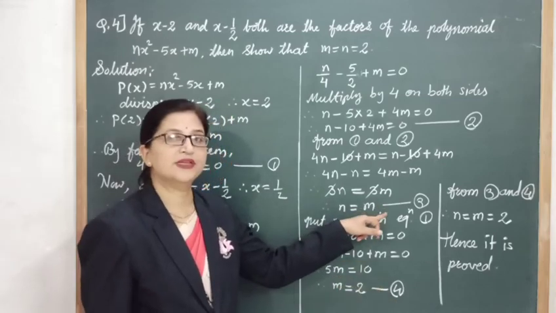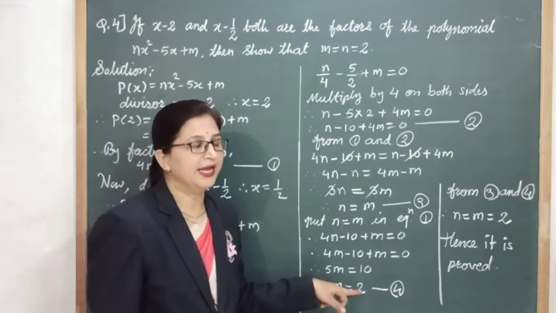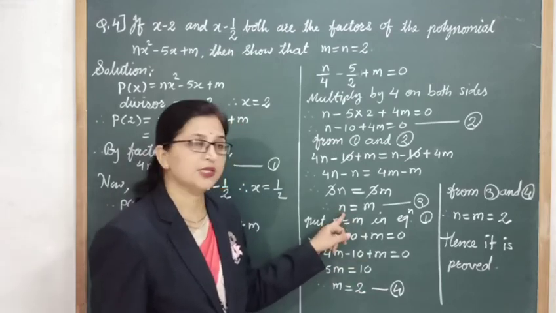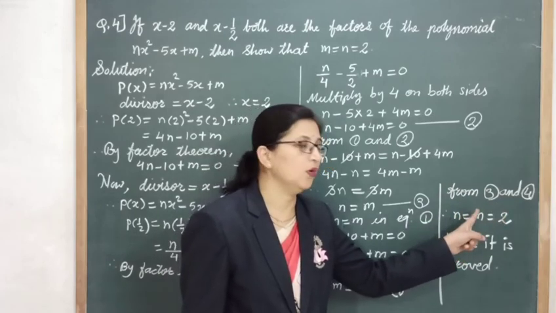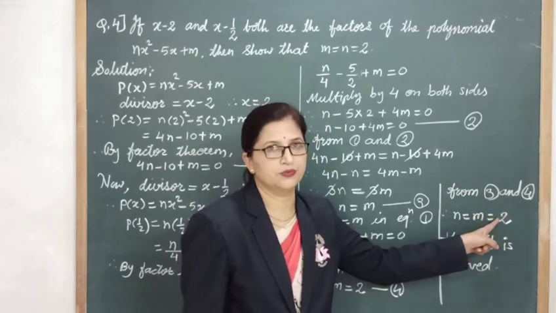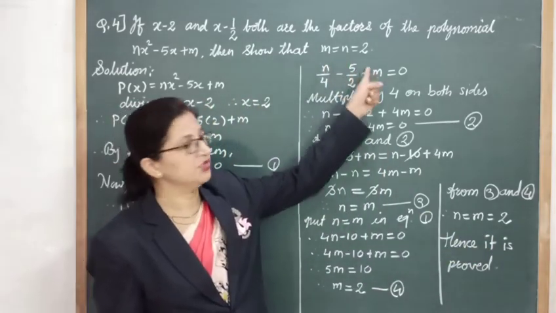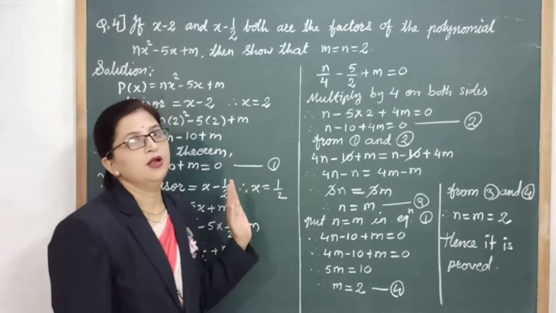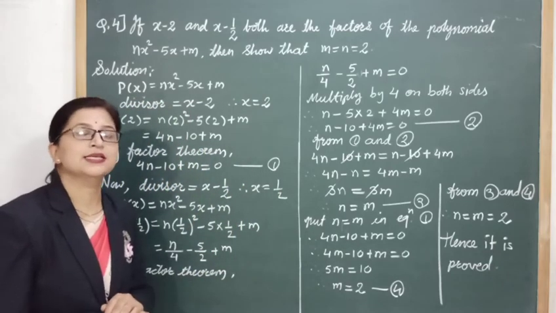Now in the third equation we said n is equal to m, and we got the value of m as 2. It means that the value of n is also 2. So from the third and fourth, we can say that n is equal to m is equal to 2, and that is only what we were asked to prove. So in this way we have proved this. I hope this solution is clear to you.